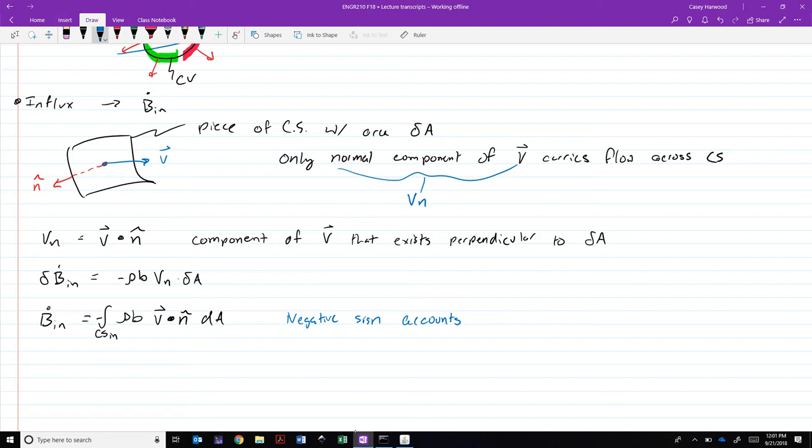This negative sign accounts for the fact that when you take the dot product of v and n at the inflow portion of the control surface, they're pointing in opposite directions, or at least substantially in opposite directions. Which means when you take the dot product, you're going to get a negative number. We want to figure out how much flow is occurring in, so we want a positive number. So that negative sign simply accounts for the negative falling out of our dot product.